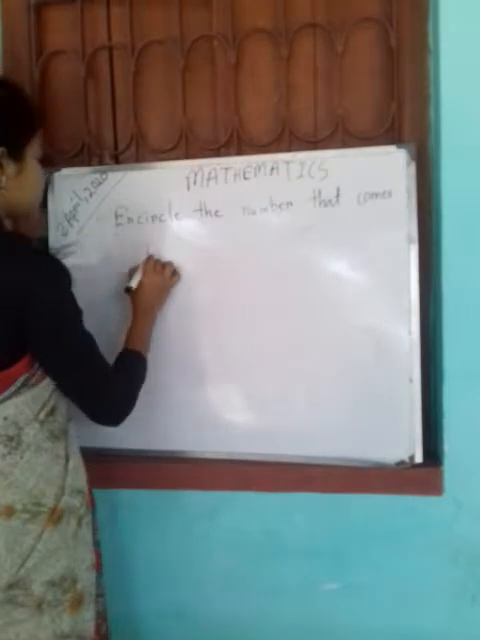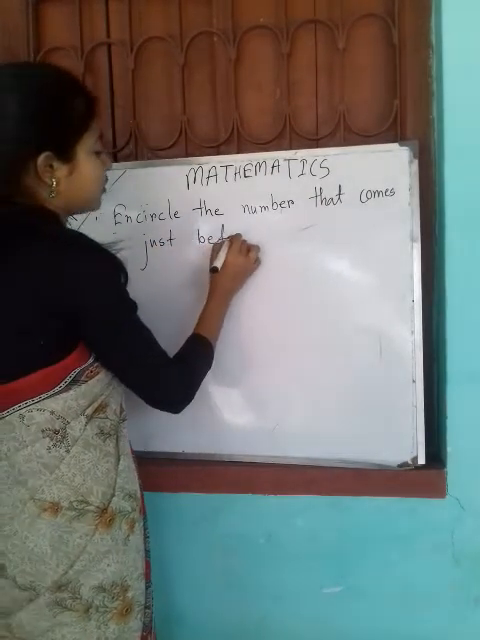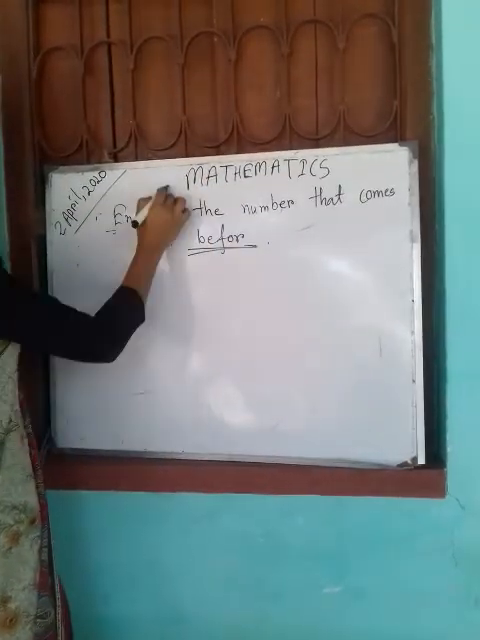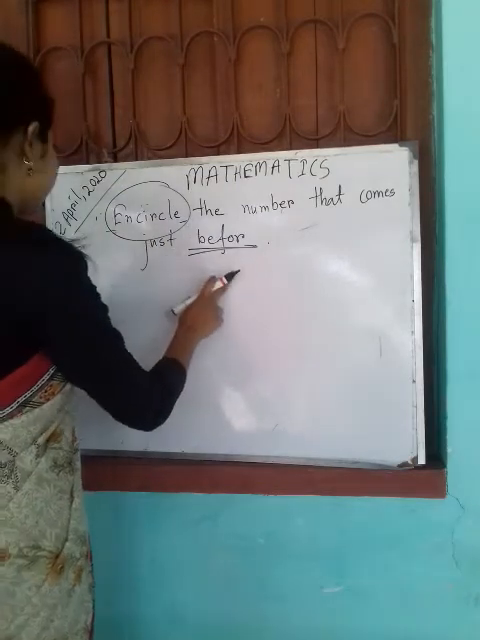That comes just before. So you have to encircle. Encircle means you have to circle the number which comes just before.